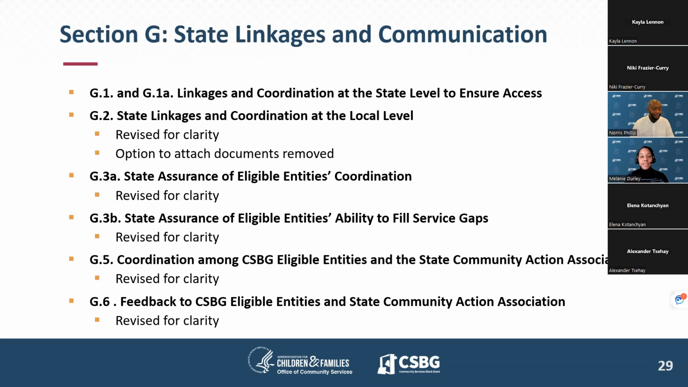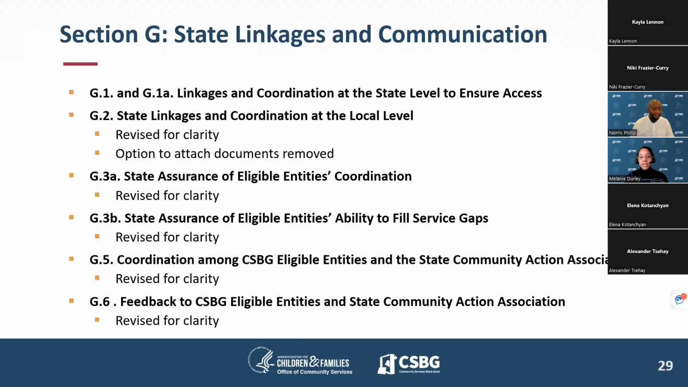Item G1 allows states to select multiple options that reflect what linkages and coordination efforts were conducted. Please select all that apply and ensure that responses align with what was outlined in your state plan. Throughout this section, OCS would like to see how states help leverage CSBG funding to better serve individuals, families, and communities in need. In G1A, we ask you to provide a narrative to describe the linkages and coordination at the state level that the state created or maintained to ensure increased access to CSBG services.